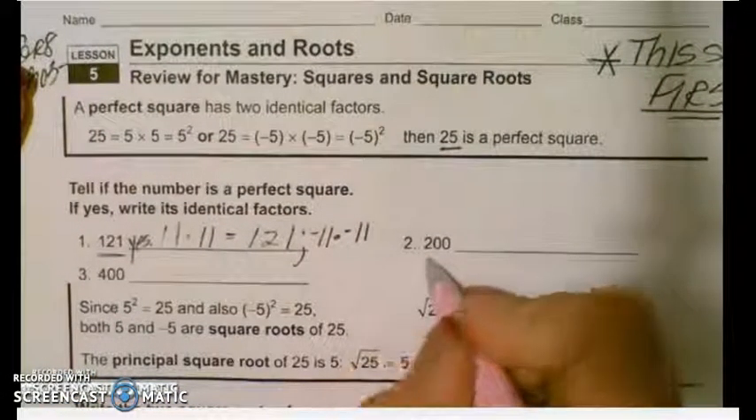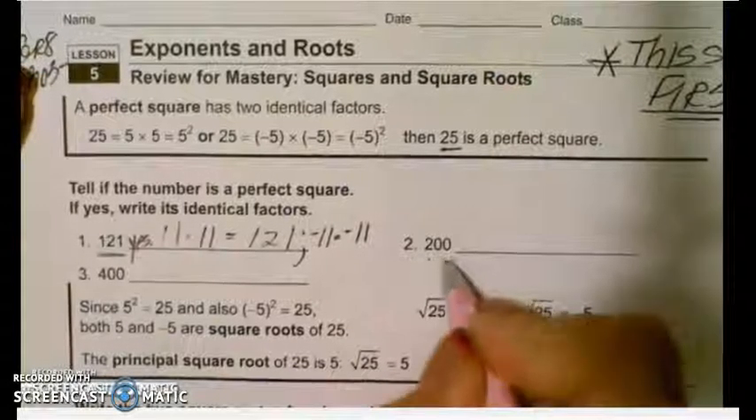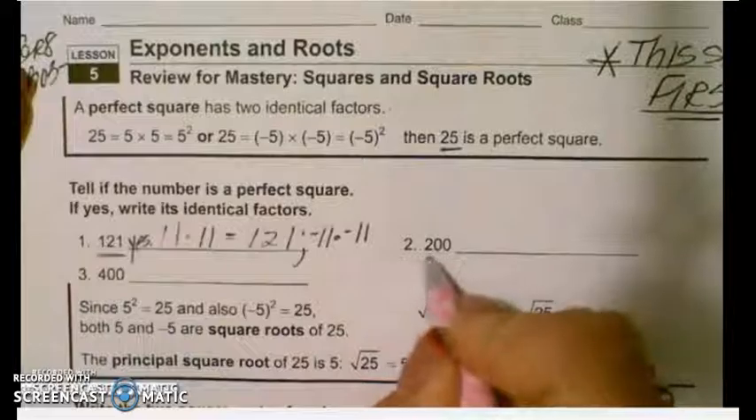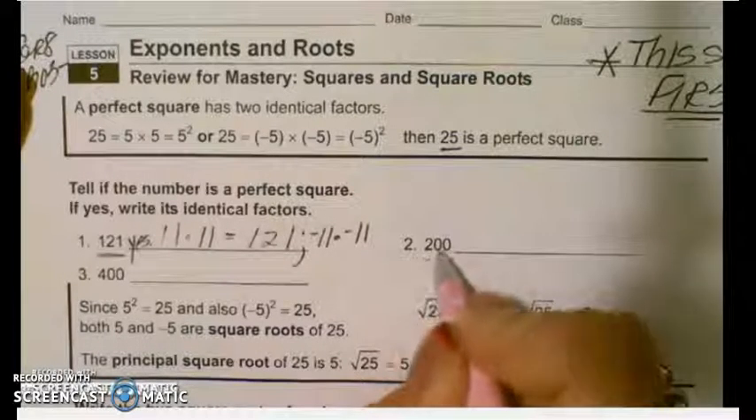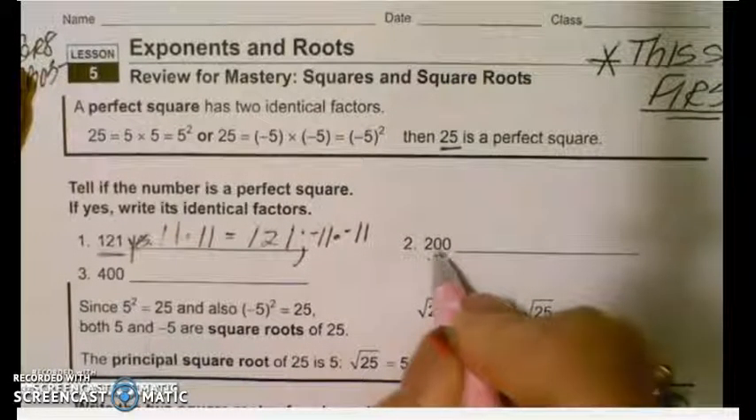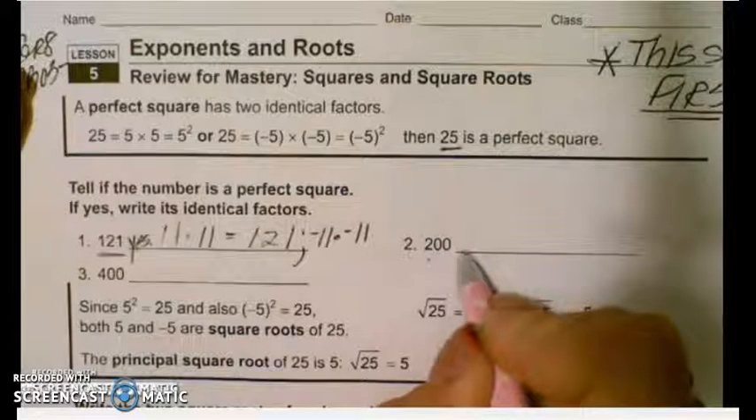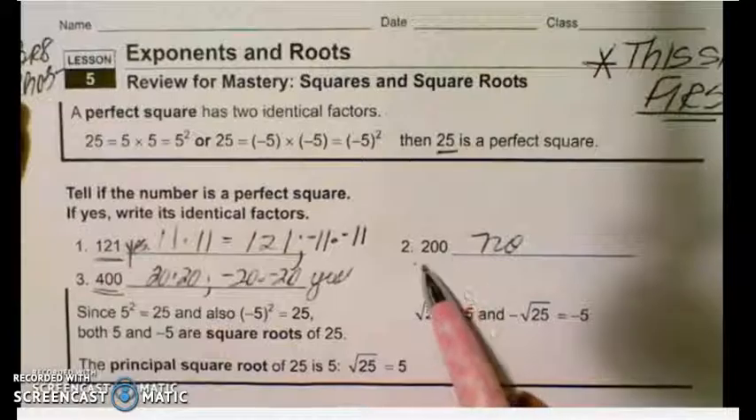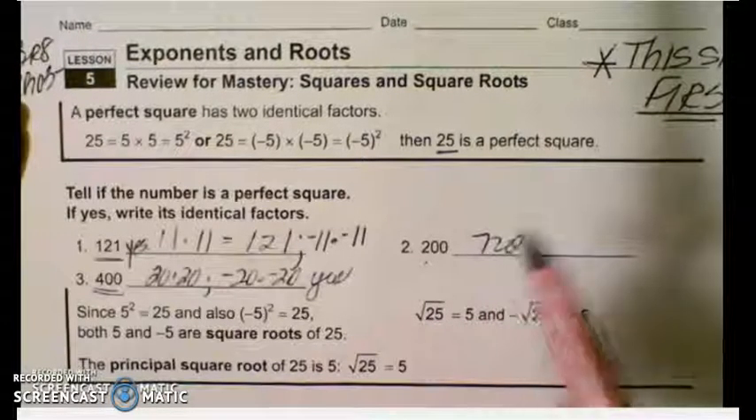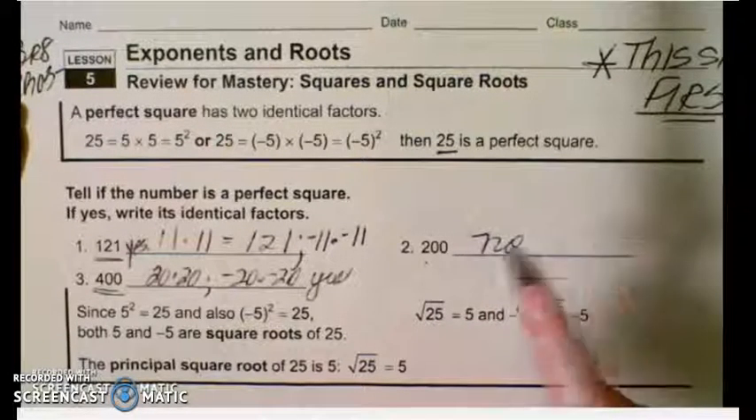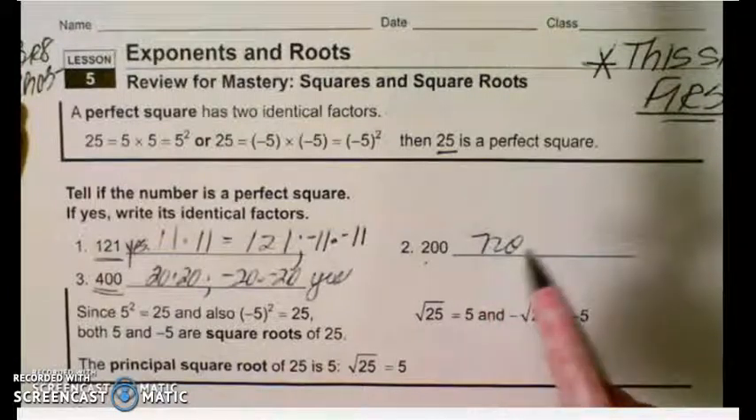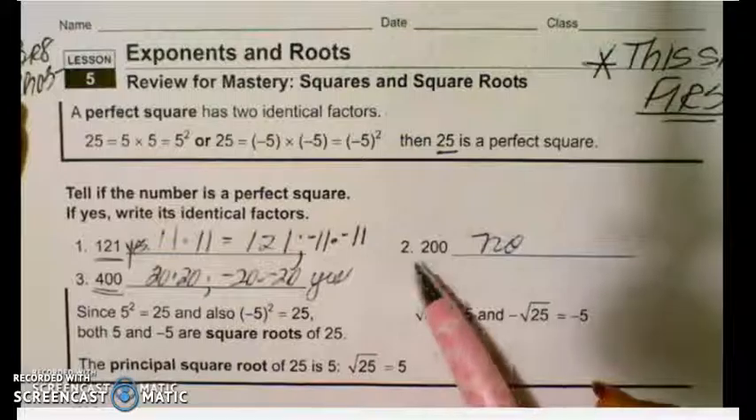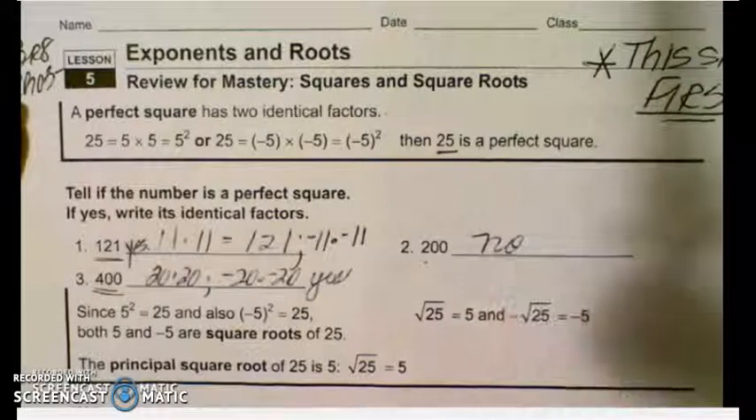Let's look at 200. Now remember, we're looking for two identical factors. What two numbers multiplied times each other can give us 200? Well, there aren't any. Remember, this is not about raising a base and multiplying it times 2. Squaring a number means multiplying the number times itself. So there are no two identical factors we can multiply together to get 200. Therefore, 200 is not a perfect square.